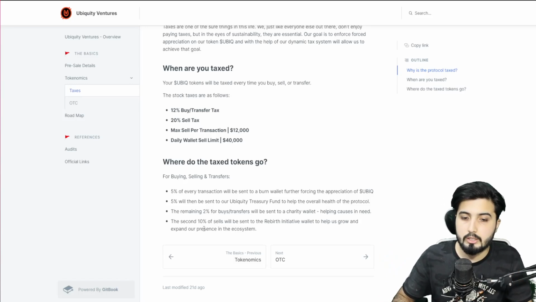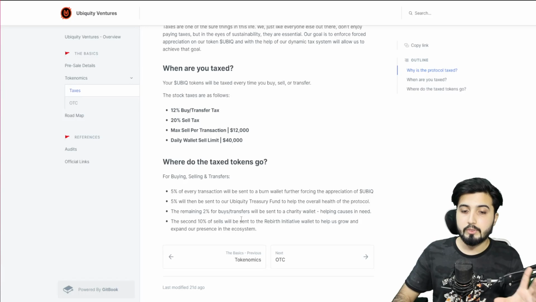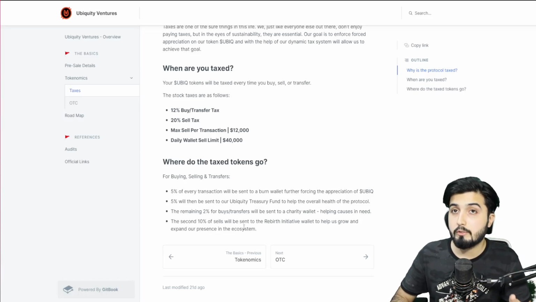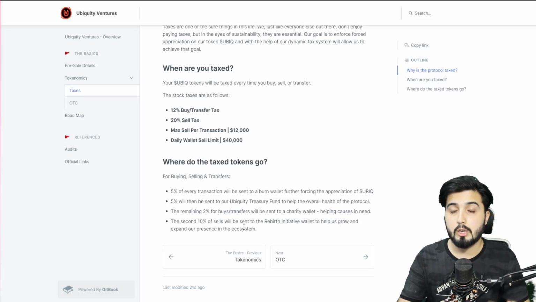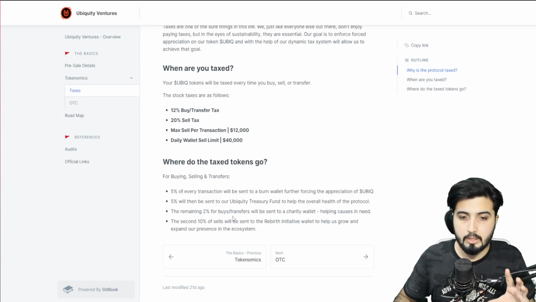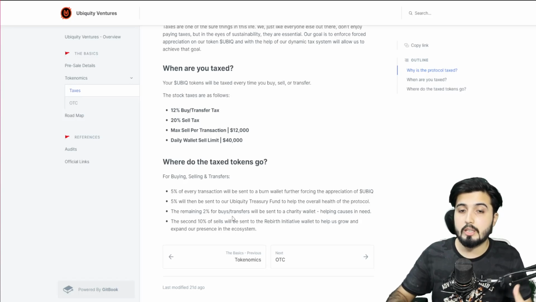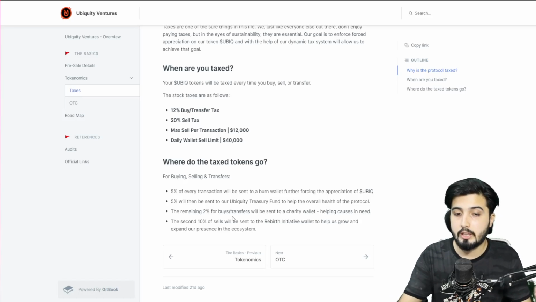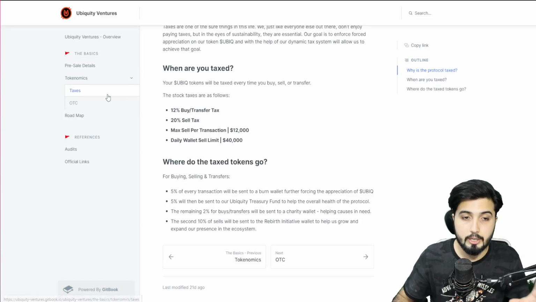And the 10% that is extra in case of a sell is sent to the Rebirth Initiative wallet, and this is what is used to acquire governance tokens of other projects. And this is how this whole thing is distributed. This is the protocol that is applied in every single transaction, and this is how everything basically works here.